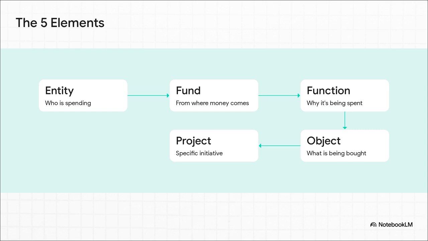And if we translate these into everyday journalistic questions, like who is spending, from where is the money coming, why is it being spent, what exactly is being bought, and which specific project is it for, we instantly crack the foundation of the entire code. They aren't random at all. Working together, they build a complete narrative of a single financial transaction.